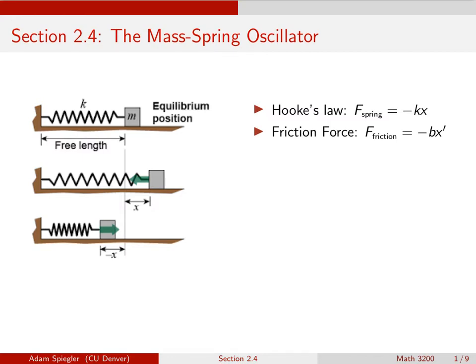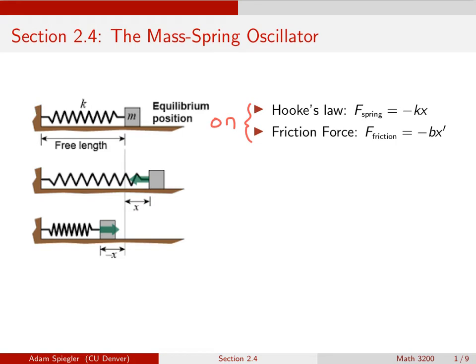The next force, and the only other force being exerted on this mass, is the force due to friction. This mass is moving back and forth over this surface, and depending on what the surface is, there's going to be some friction. The force due to the friction depends not on the position x, but on the velocity x prime. The faster this mass is moving, the more significant the effect of friction is going to be. So the larger that x prime is, the larger this force is. So we've got two forces acting on the mass.